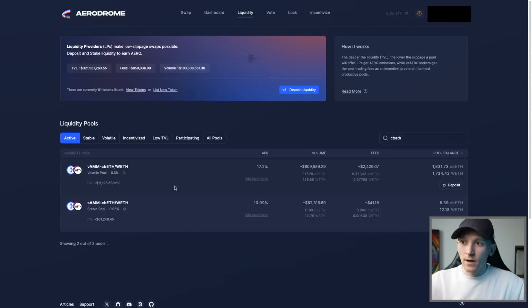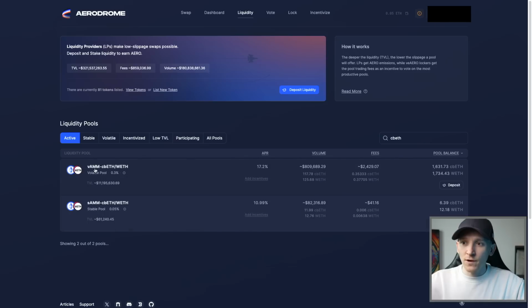Now let's look at adding some tokens into a liquidity pool. So I've searched for pools here with CB ETH. This is the liquid staking token we just bought before. And what I want to do is essentially have price exposure to ETH and earn the trading fees. And I know that a liquid staking token like CB ETH in a liquidity pool with ETH isn't going to have much impermanent loss, and the trading fees are going to more than make up for the very small amount.